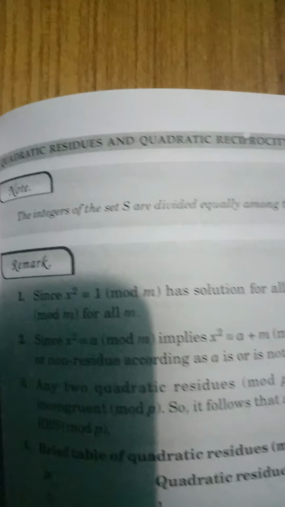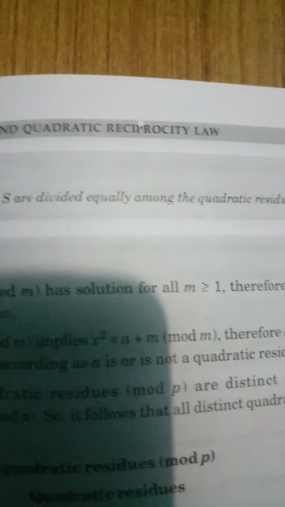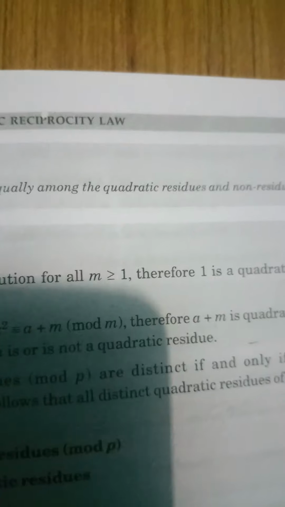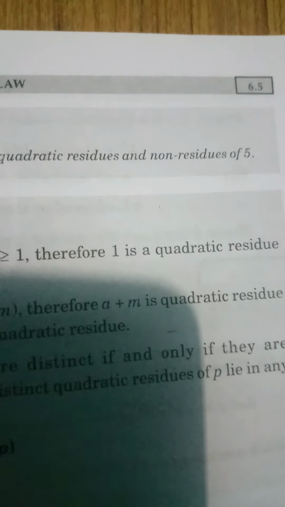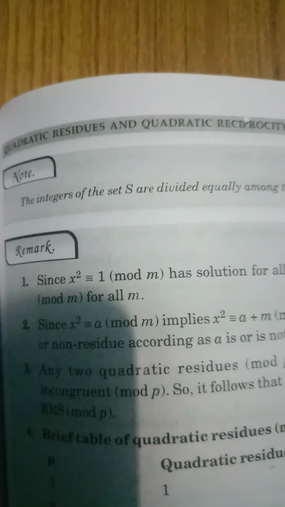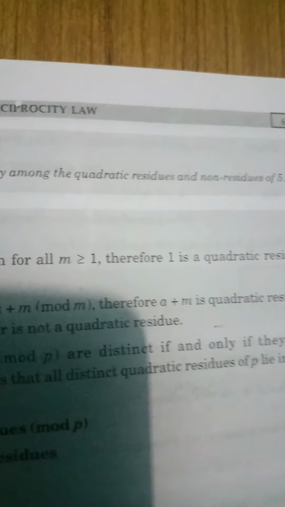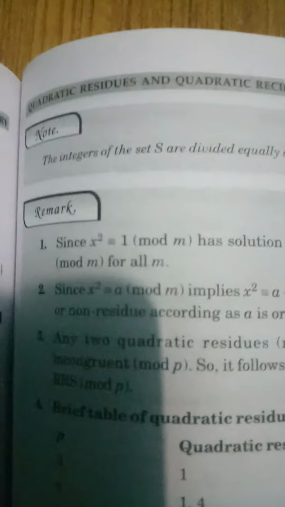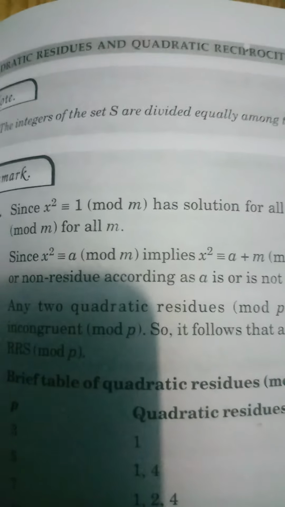The integers of the set S are divided equally among the quadratic residues and non-residues of 5. The integers of the set S are divided equally among the quadratic residues and non-residues of 5. Okay, there are 2 residues and 2 non-residues.